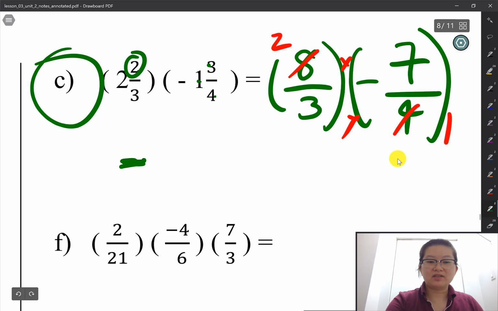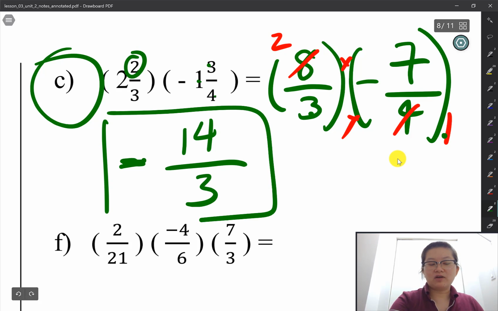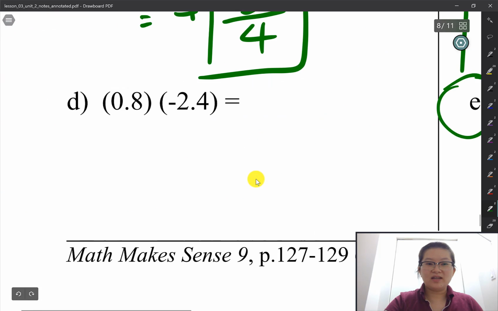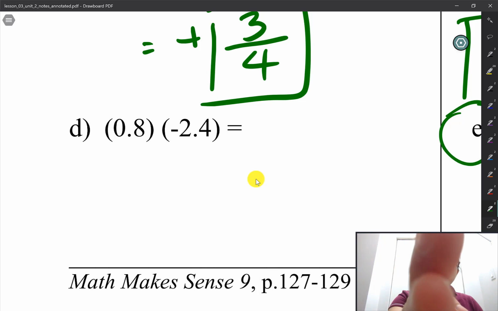2 times 7 is going to be 14. 3 times 1 is just going to be 3. So notice cross-simplifying makes our lives a lot easier. It is your turn to try D. It's decimals. If you have to use a calculator, use your calculator. But don't forget whether or not the negative sign needs to be there. Good time to pause the video.